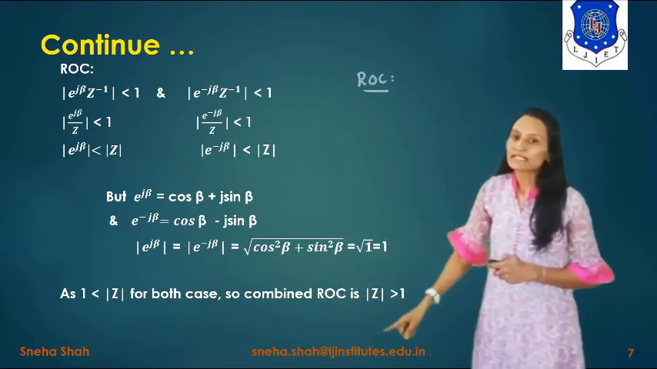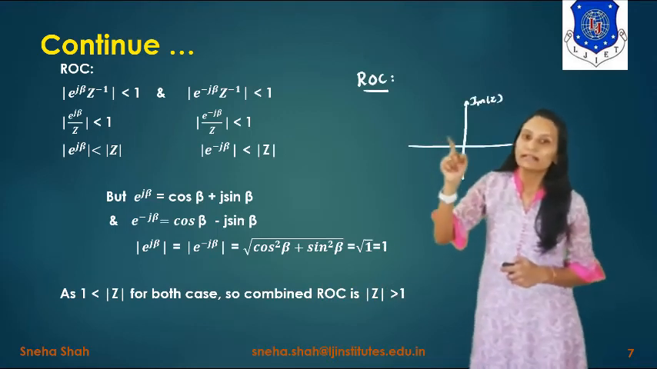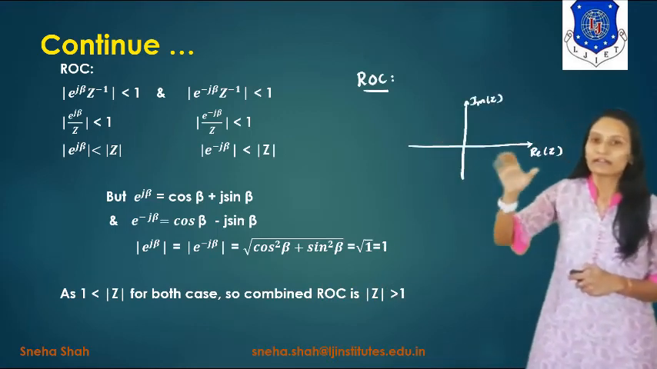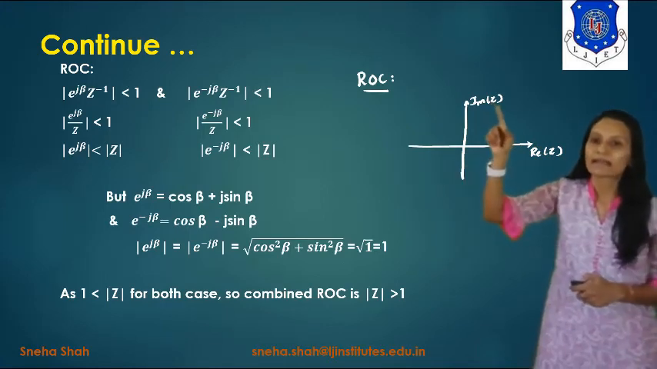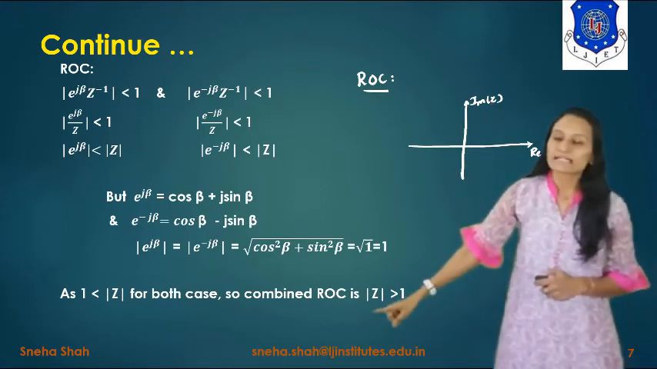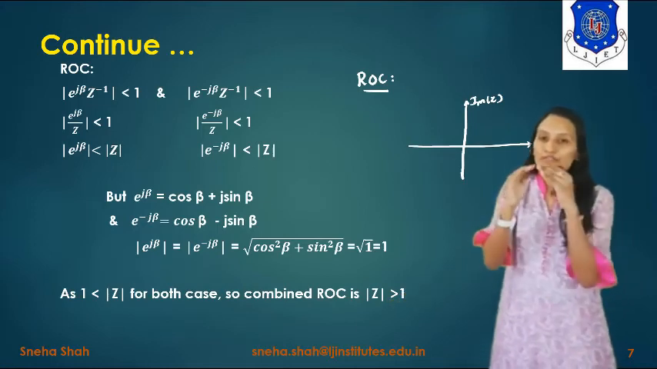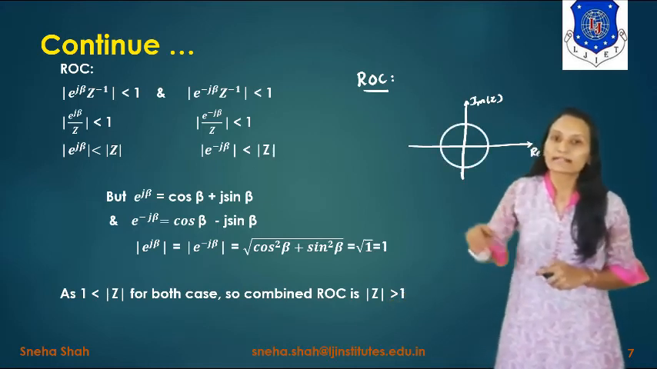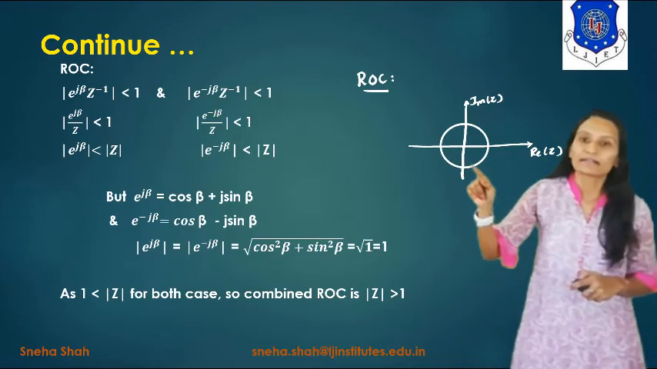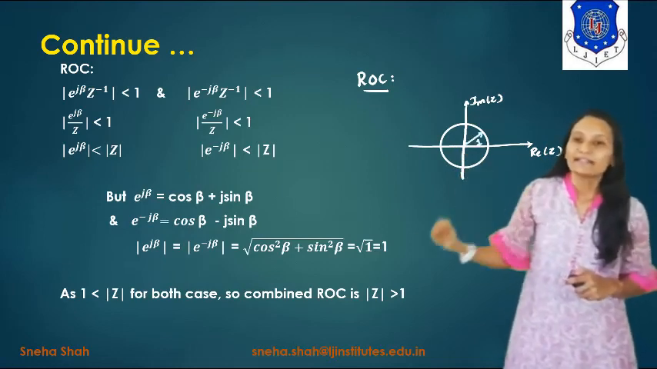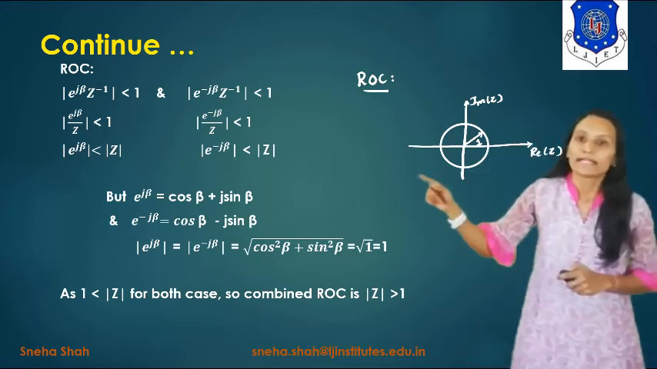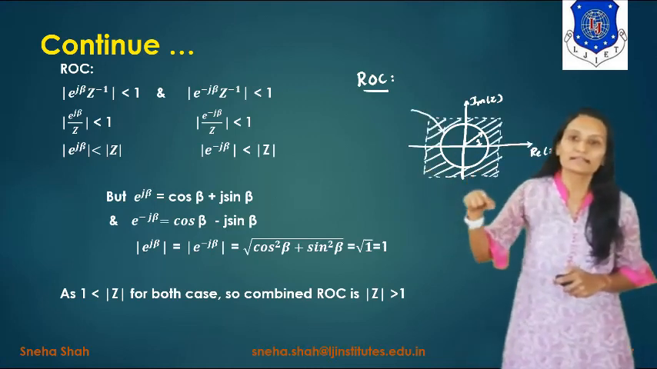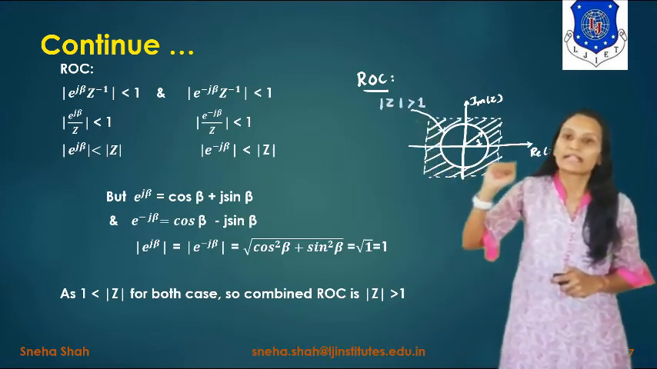Now from this, if you want to draw the ROC, how will we draw it? On the z plane, we will draw the real part and imaginary part, and here the ROC is mod z greater than 1. So for that we have to take the unit circle, meaning a circle with a radius of 1, and the ROC is mod z greater than 1. Greater than 1 means the outer side of this circle. So this is your final ROC.